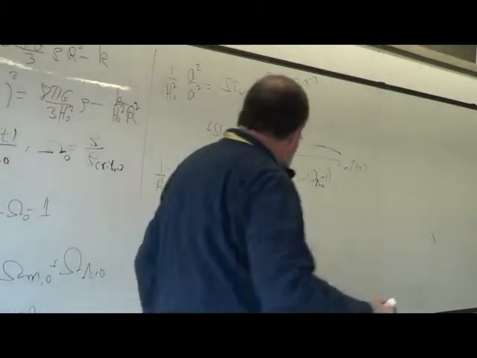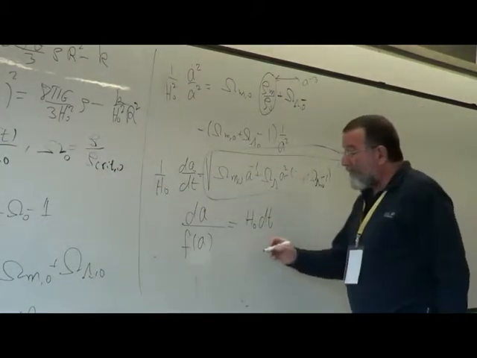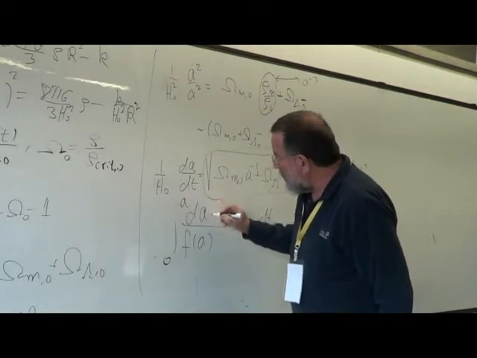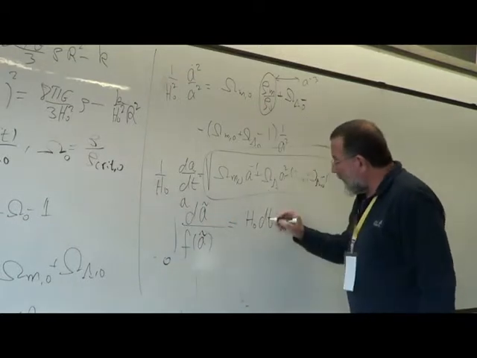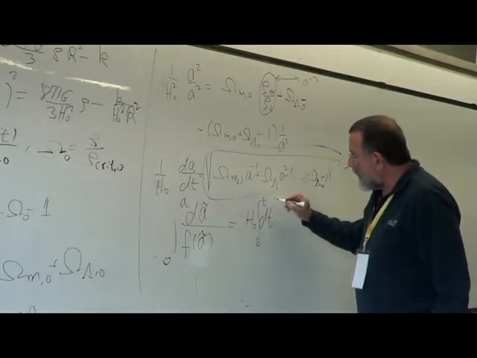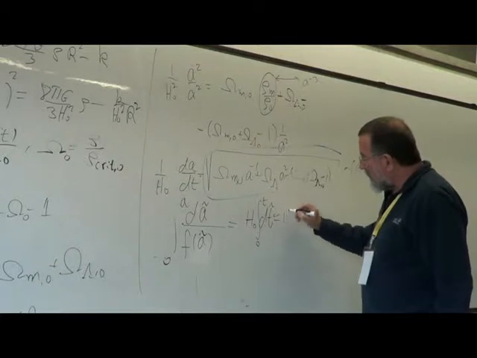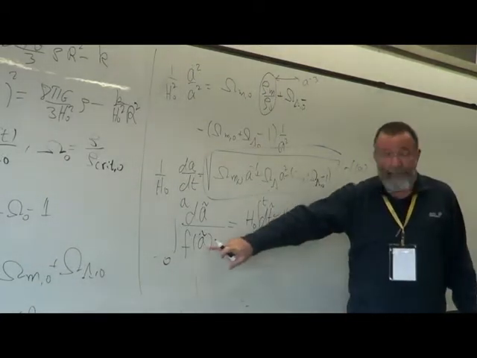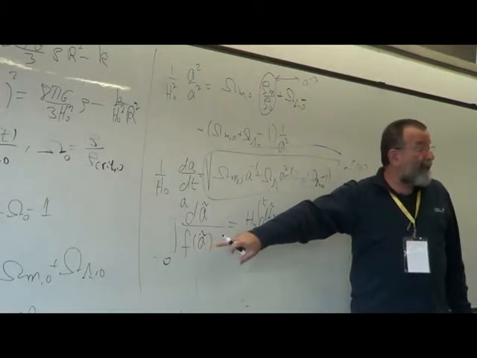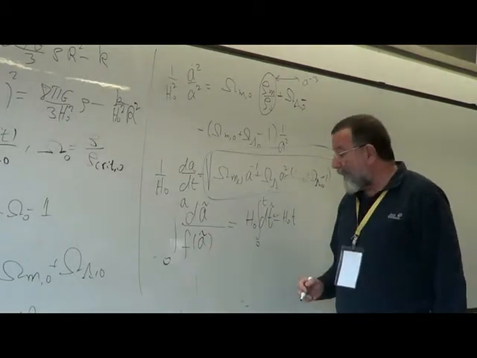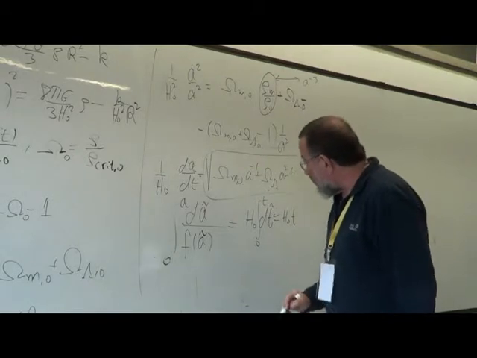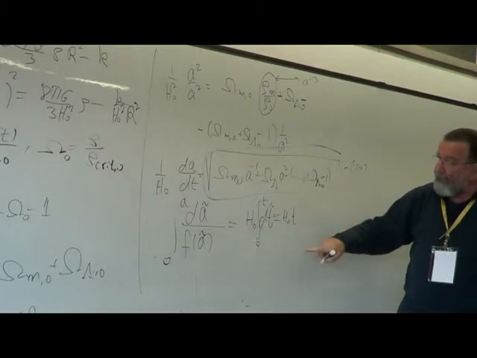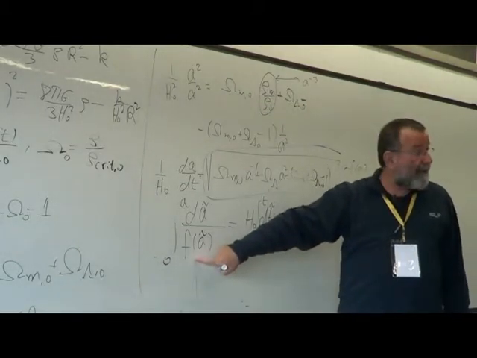Right? And now what I can do is just integrate. I can integrate it from 0 to a, and I can integrate it from 0 to t. So this is very easy, just h naught times t. And so doing the integral, I can find the relation: h naught times t equals this integral.